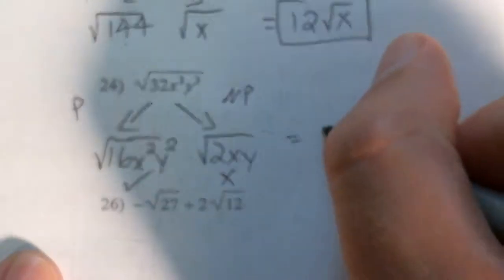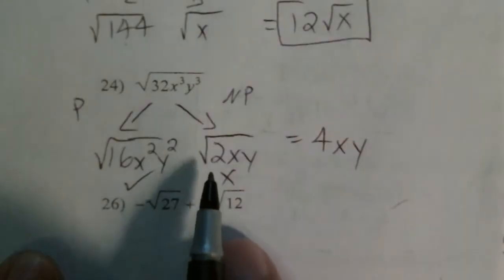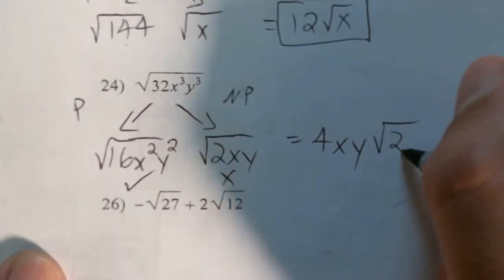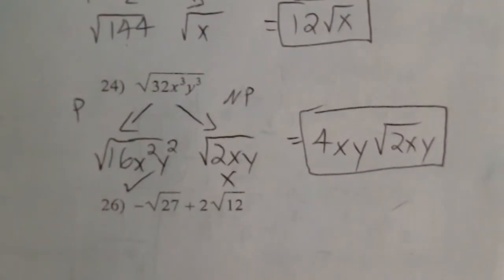Square root of 16 is 4. Square root of x squared is x. Square root of y squared is y. And then I have the garbage can. Can't do anything else with that. Bam. Check that one for me, please.